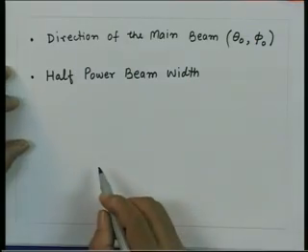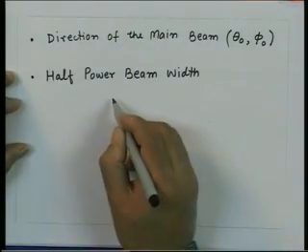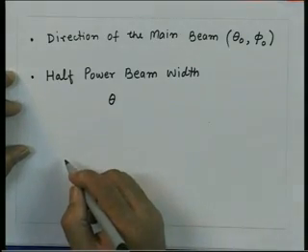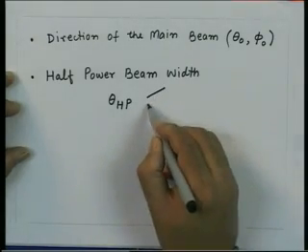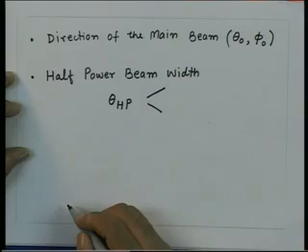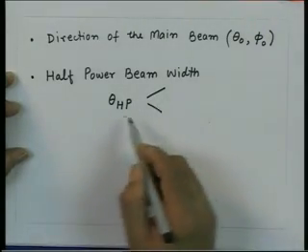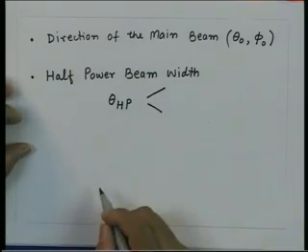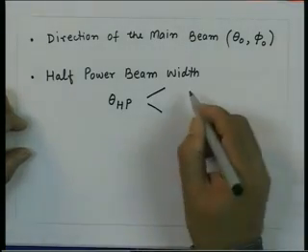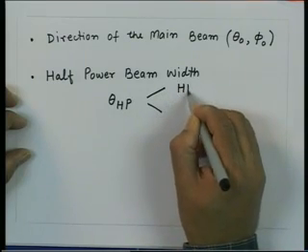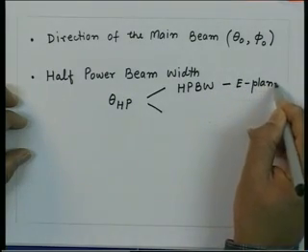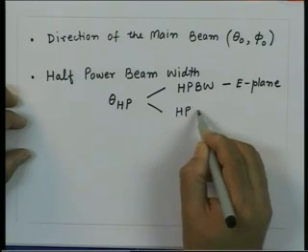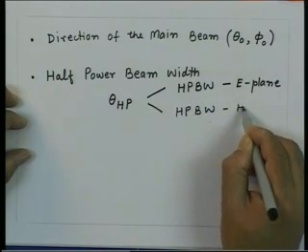So, I get the radiation pattern, and from there I get the half power beam width, which could now be written as theta HP, and this could be in two planes. I can call this the E plane half power beam width or the H plane half power beam width. So, this half power beam width is the half power beam width E plane and the half power beam width H plane.